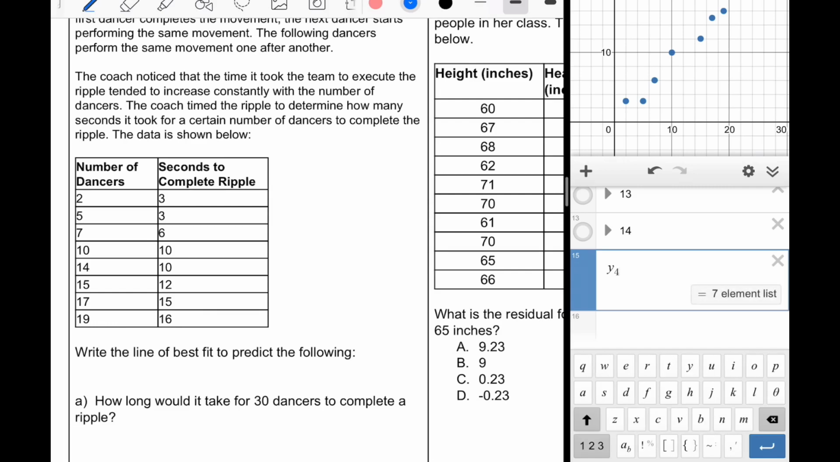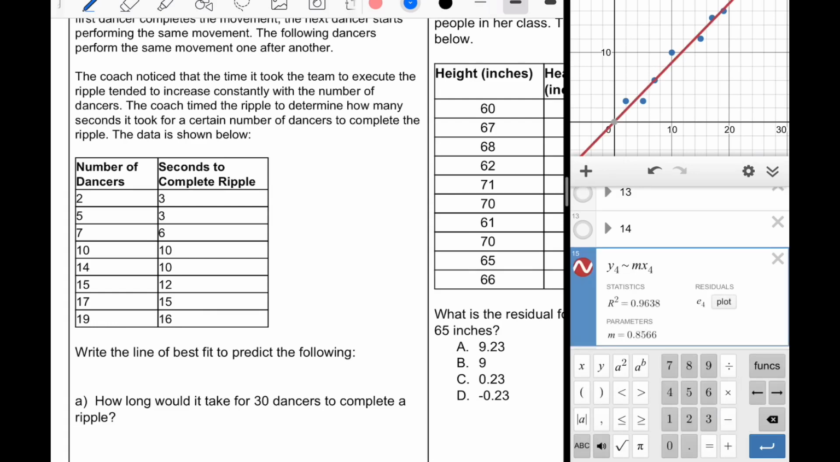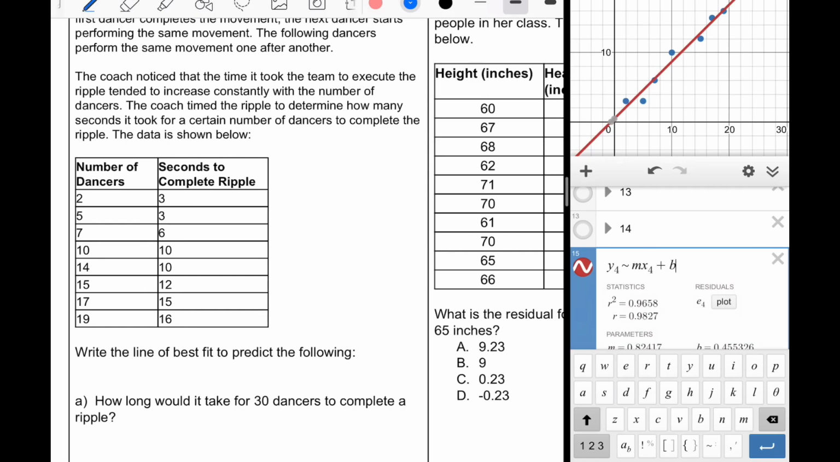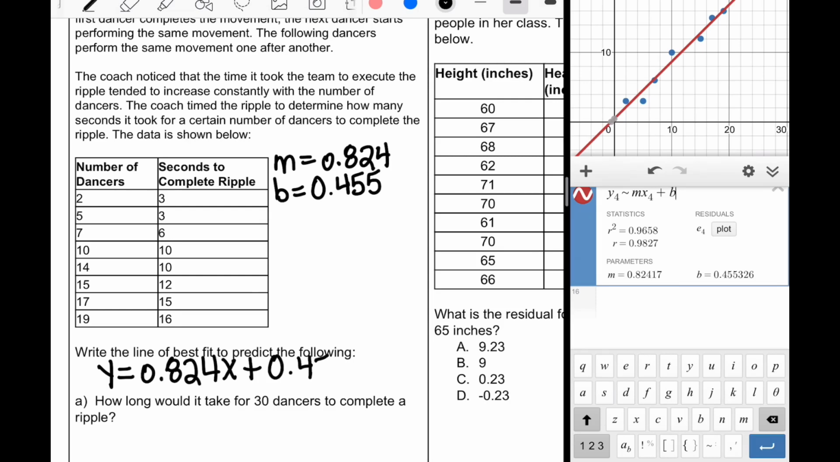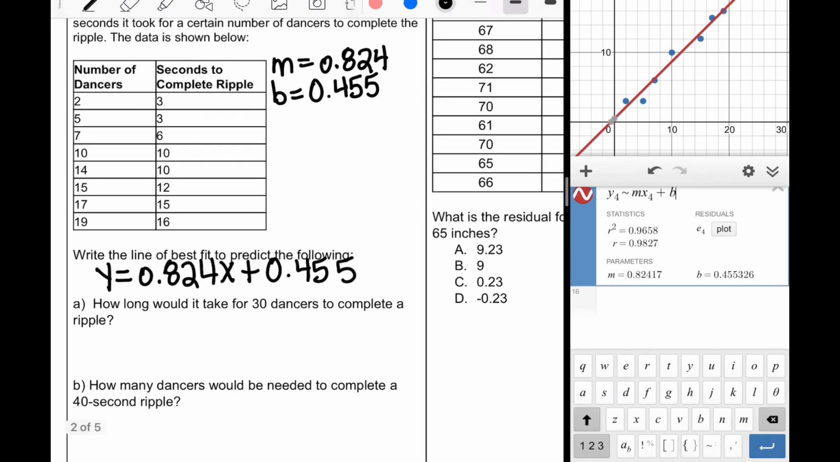So I have y ≈ mx + b. And they want us to write our linear equation. So I know that m equals 0.824. Again, I like to use 3 decimal places. And for my b value, I have 0.455. So if I write my model, I'm going to have y equals 0.824x plus 0.455.